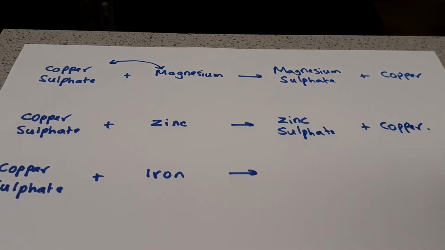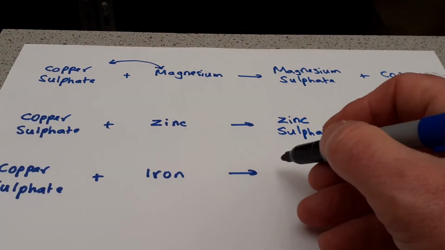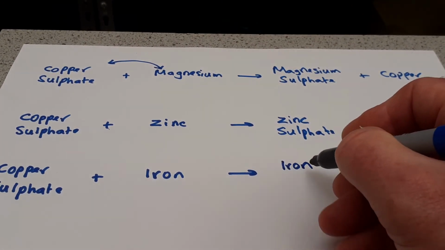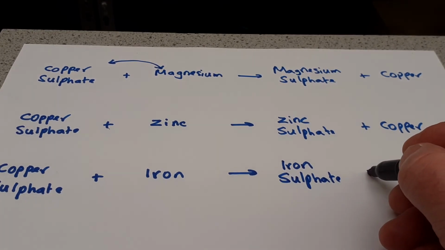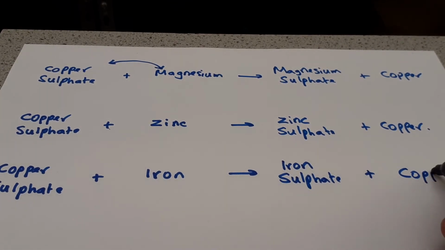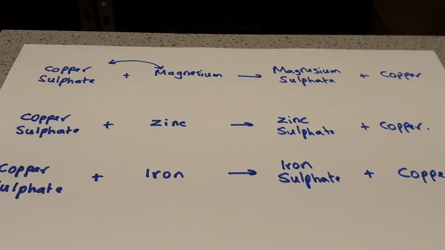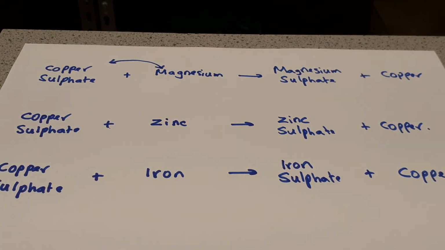Hence we saw a reddy brown deposit of copper, and also the solution gets slightly lighter because zinc sulfate is colourless. And finally iron sulfate plus copper is formed there in the same way. Now this one won't tend to go colourless, it will tend to go a sludgy green colour because iron sulfate is that sort of colour.